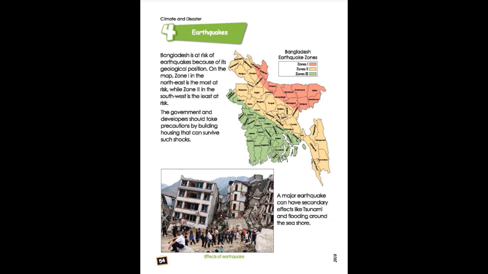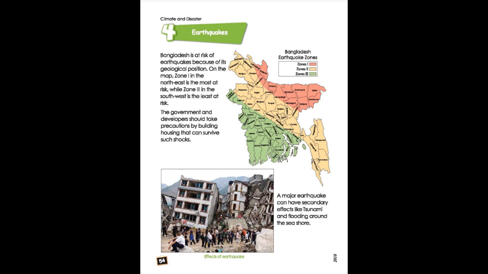Earthquakes. What is an earthquake? Earthquake means shivering of the land. Bangladesh is at risk of earthquakes because of its geological position. On the map, the northeast zone is the most at risk of earthquake, while the southwest is the least at risk. Government and developers should take precautions by building housing that can survive such shocks. A major earthquake can have secondary effects like tsunami and flooding around the seashore.